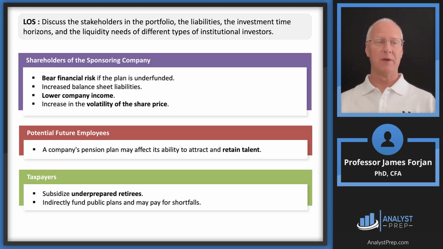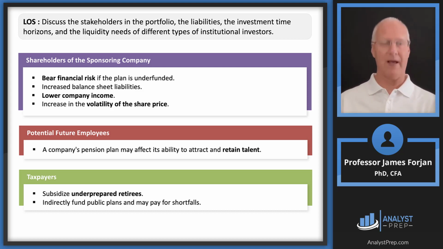Shareholders of the sponsoring company, they bear the financial risk if the plan is underfunded. So if we have this scenario under which the assets don't meet the present value of the liabilities, well, then what's going to happen? Then the shareholders are going to have to forego positive NPV projects to add to the value of that fund. Potential future employees and taxpayers.